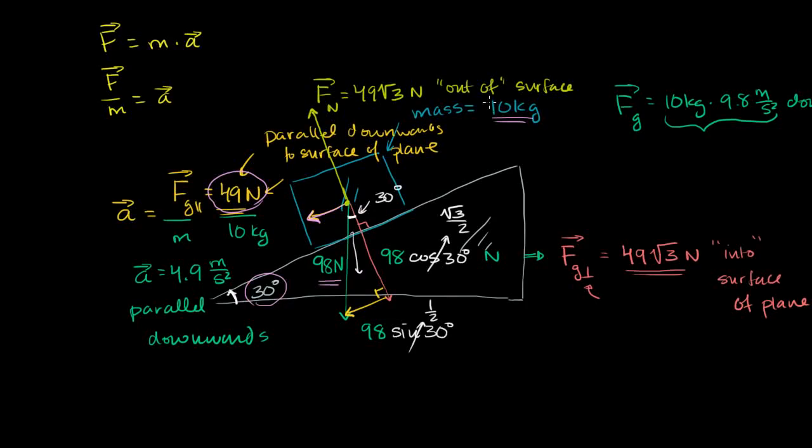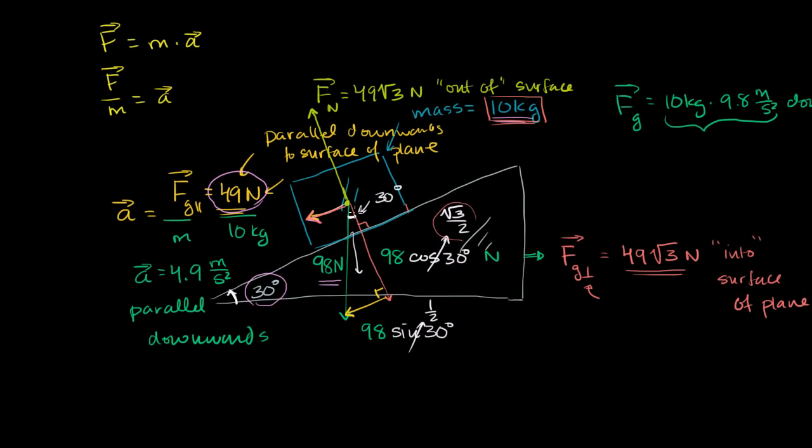In the last video, we had a 10 kilogram mass sitting on top of an inclined plane, and the plane had a 30-degree angle. And in order to figure out what would happen to this block, we broke down the force of gravity on this block into the components that are parallel to the surface of the plane and perpendicular to the surface of the plane. And for the perpendicular component, we got 49 times the square root of 3 newtons downwards. That's 98 times this quantity over here, downwards.